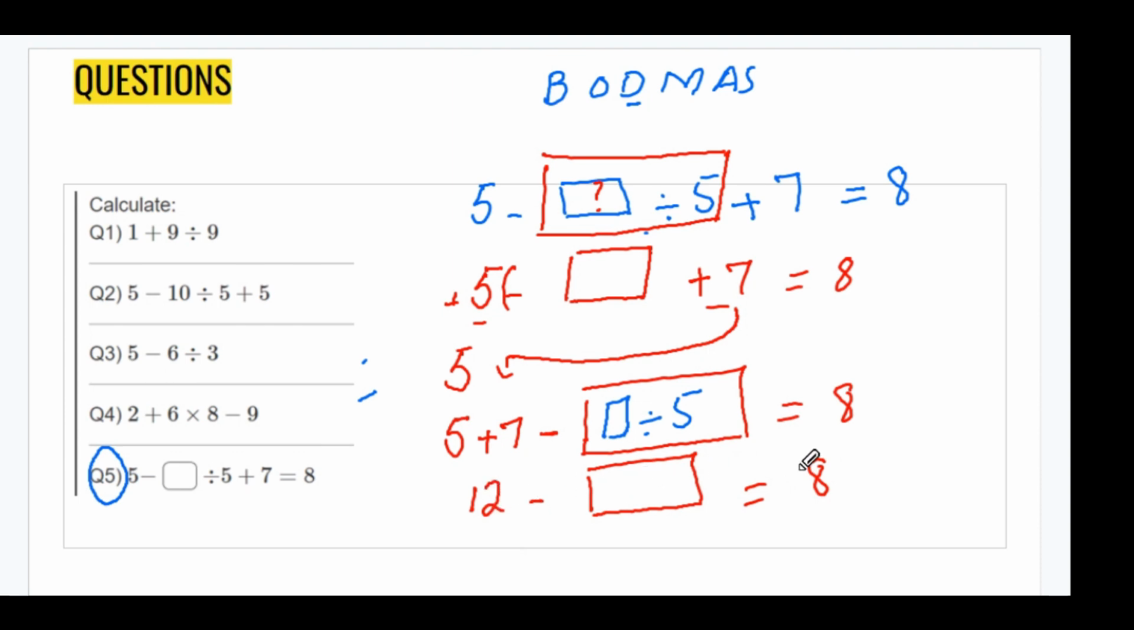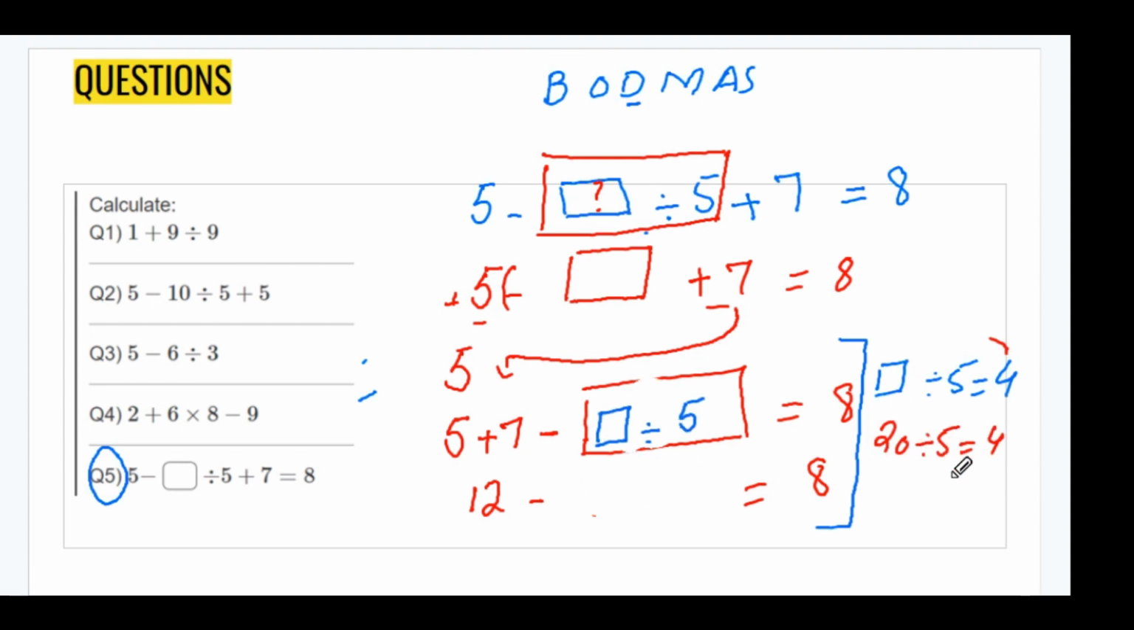Now you can tell me what my answer is over here. 12 minus what gives you 8? That is 4, of course. So do you understand what we mean by this? Think a little bit about what we mean by this thing. This box is equal to 4. Yes, this box is now equal to 4. So now can you tell me which number divided by 5 equals 4? Yes, you have always been doing this in your lower classes. That means 4 times 5 is 20, and 20 divided by 5 will give you 4.